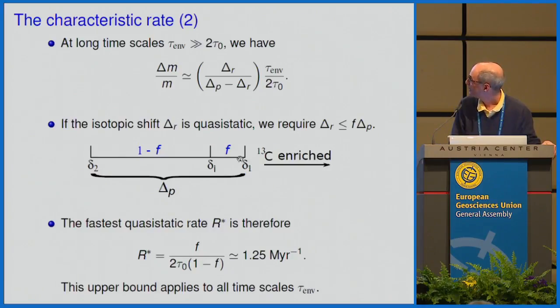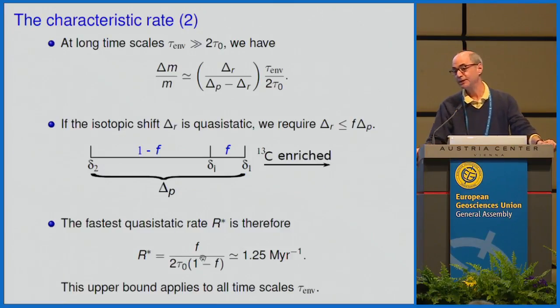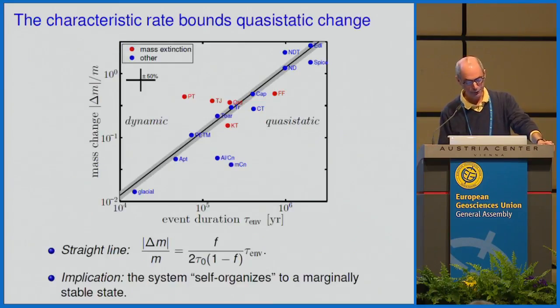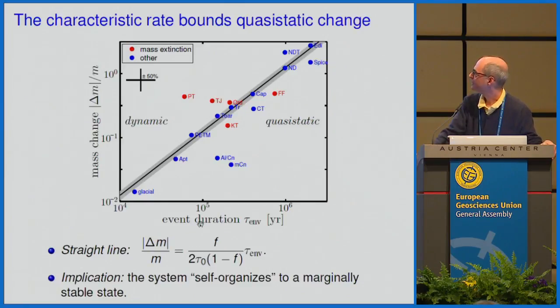And that change corresponds to changing delta 1 to delta I. Right? So we substitute the appropriate factor of F up above, and we end up with the fastest quasi-static rate. And the fastest quasi-static rate gives an e-folding time of roughly about 1.25 million years. Right? And then we draw that line on the graph, and lo and behold, it pretty much goes through the middle of the data. All right. So there's a gray region over there, which is basically allowing a 10% error in F, which is typically taken to be 0.2, and a 10% error in tau naught, which is typically taken to be 100,000 years.